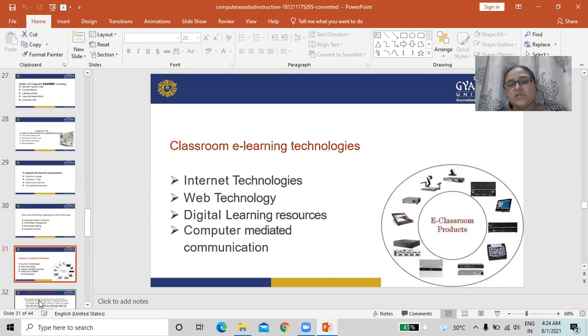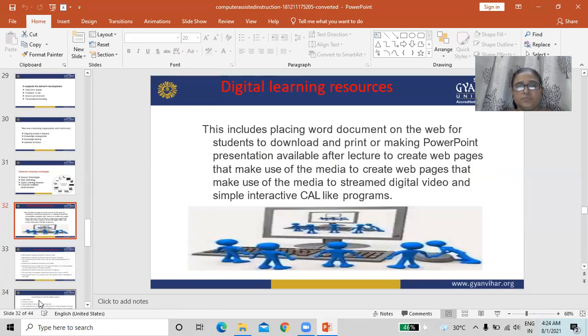Classroom e-learning technology, internet technologies, web technologies, digital learning resources, computer mediated communication.